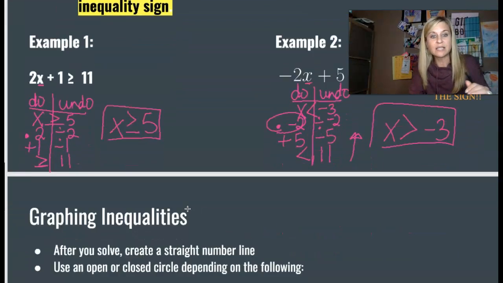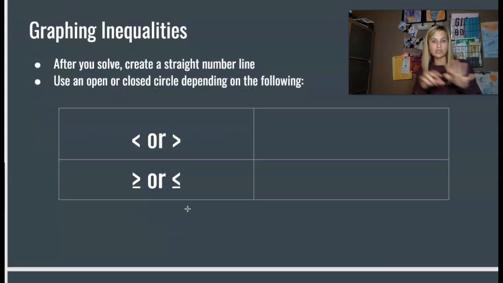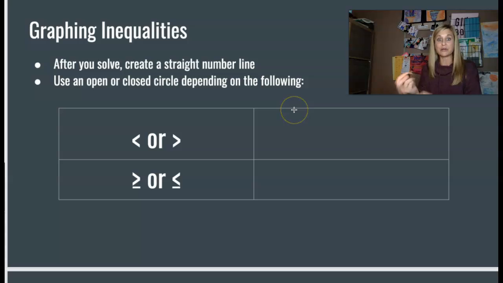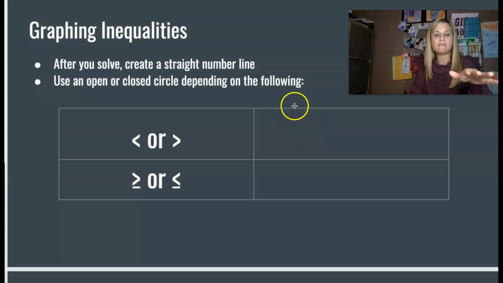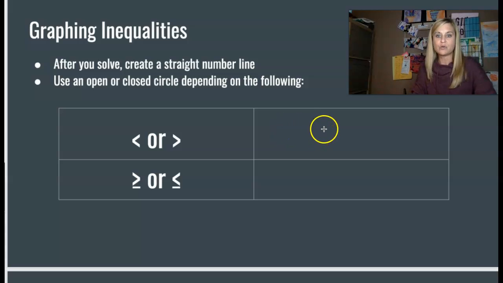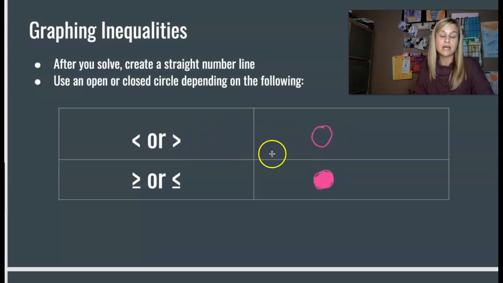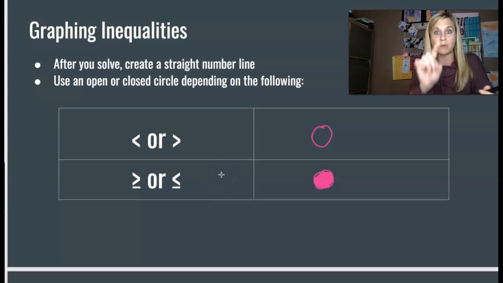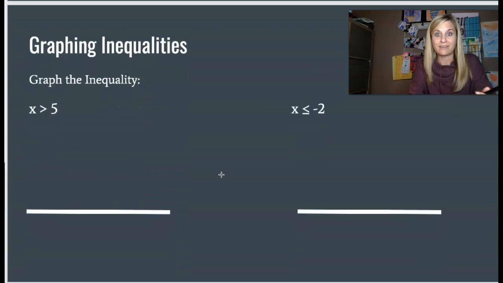All right, the second part to inequalities is when you have to graph them. So I need you to write this part down and take note of it. After you solve it, we're going to make a number line. When you make your plots, if you are using a less than or greater than sign, you are going to use an open circle, okay? But if you have a greater than or equal to, like this with the little line underneath it, then you are going to use a closed circle. This is super important, so jot that down here. Open circle for these guys, closed circle for these guys. All right, remember that.